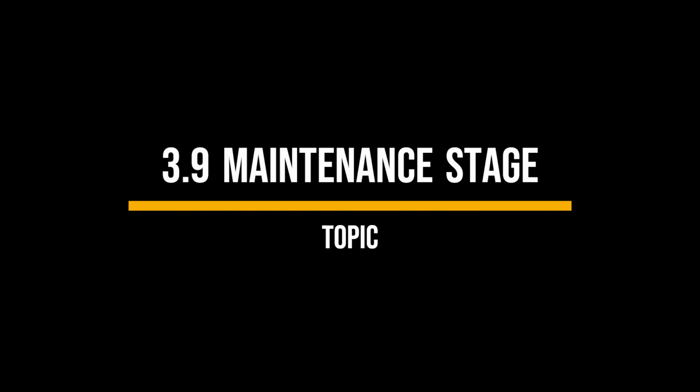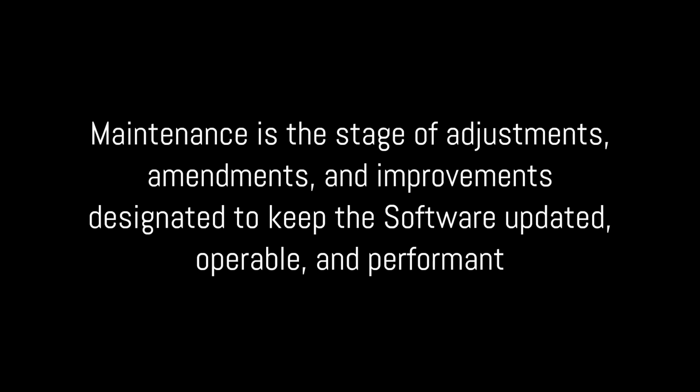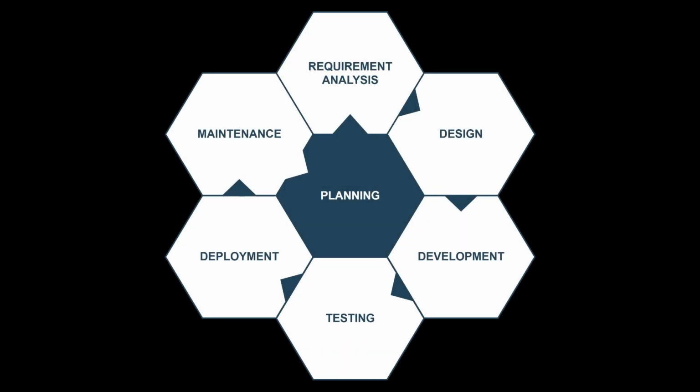Maintenance stage. After the product is released in the market, its maintenance is done for the existing customer base. Maintenance is the stage of adjustments, amendments, and improvements designated to keep the software updated, operable, and performant. The main goal of software maintenance is the necessity of recurrent update and upgrade to adapt the system for the future challenges.